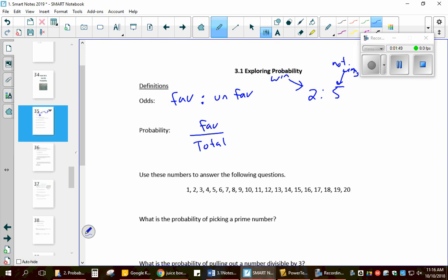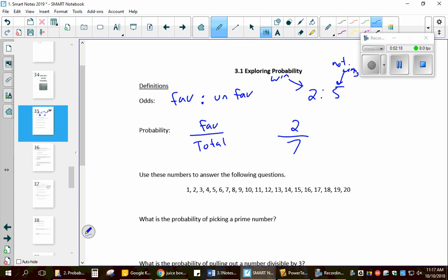Okay, so now probability is a little bit different. Probability is going to be 2 chances of winning. But then, do you know what your total would be in the situation I had above? It would be 7, because if you've got 2 chances of winning and 5 chances of not winning, in total you'd have 7. So that's the big idea.